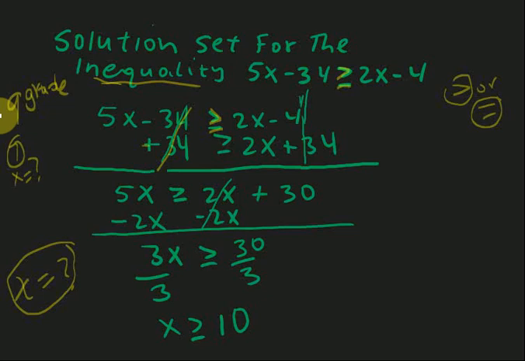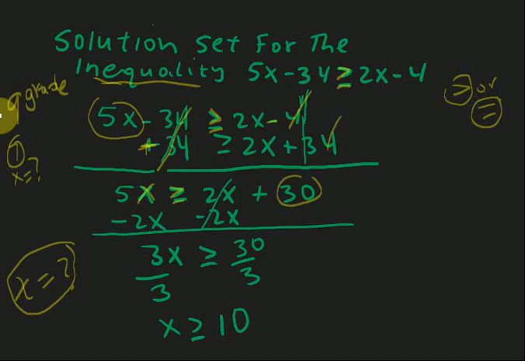So you're only going to have 5x on this side. So 5x is greater than or equal to 2x plus, since you added 34 here, you have to add 34 here too. 34 minus 4, so the 4 is gone. You're only going to have 30 here. So you have 5x is greater than or equal to 2x plus 30.